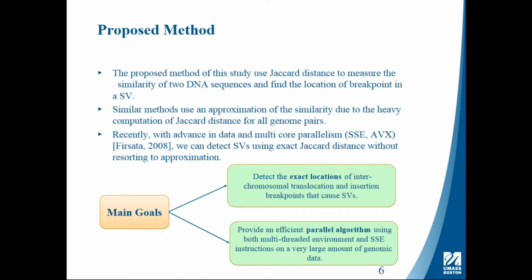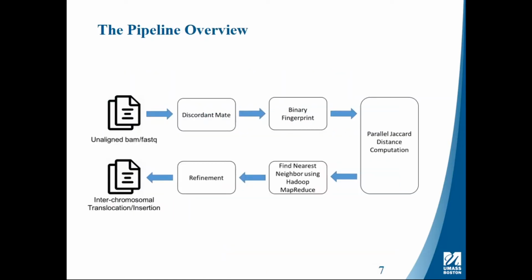The two main goals of this research are to detect the exact location of interchromosomal translocation to find SVs, and also to provide an efficient parallel algorithm using both a multi-thread environment, for which we used OpenMP, and SSE instructions to search a large amount of genomic data.